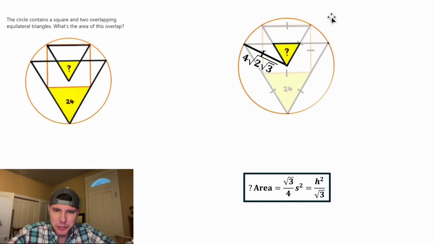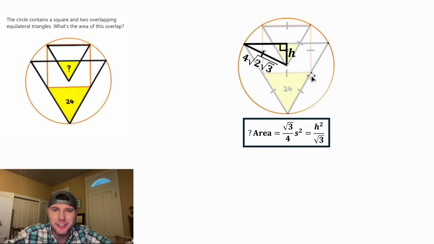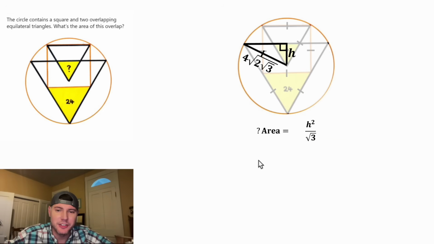And now let's go back to our original triangle. Let's draw this at right angles and complete this triangle. This side of this triangle is the same thing as the height of our question mark triangle. So we're going to end up using this equation to solve the area. So how are we going to solve for this height?